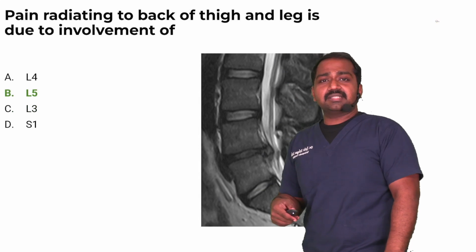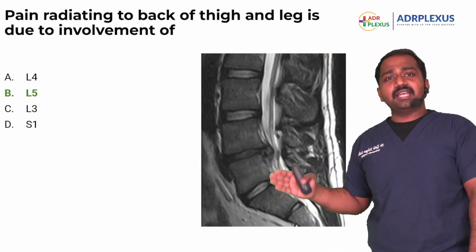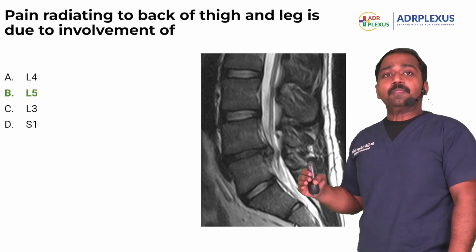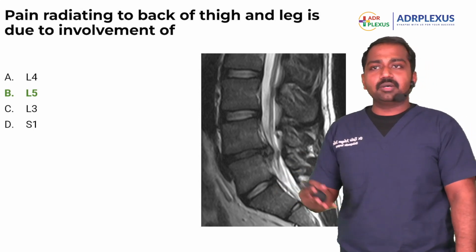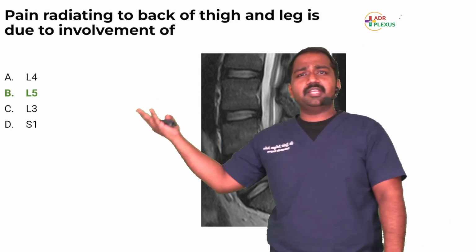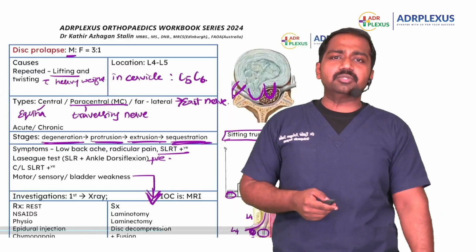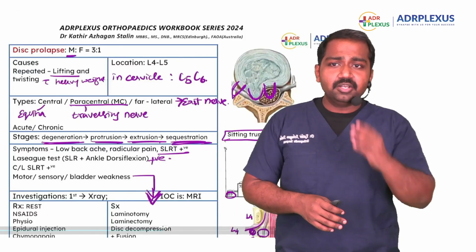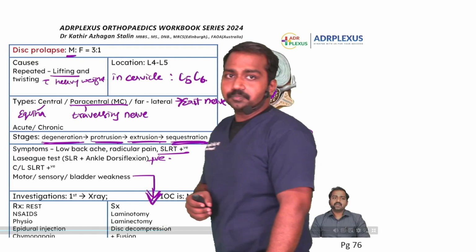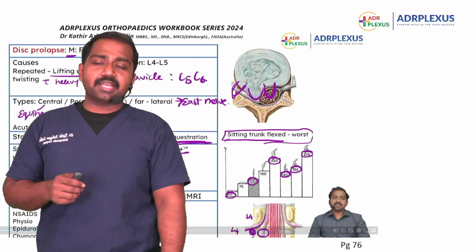Okay, the next question asked in another session was, a similar picture was given in which an L4 and L5 disc was prolapsed. So L4, L5 disc prolapse, which nerve root is affected? And the patient was given a classical finding of sciatica pain radiating to the back of the thigh. So which nerve root is affected? In that case, go to page number 76 of our workbook, in which I have used this word.